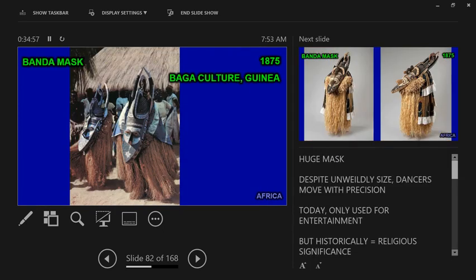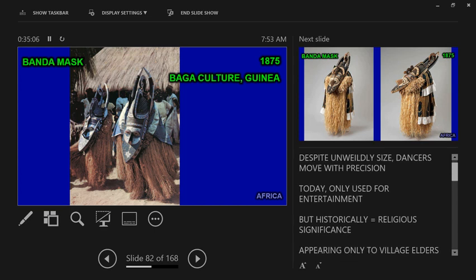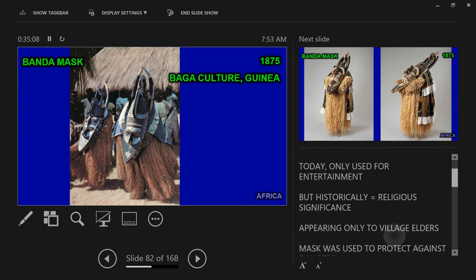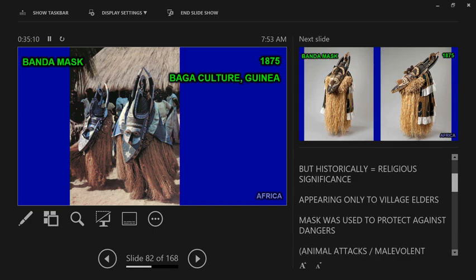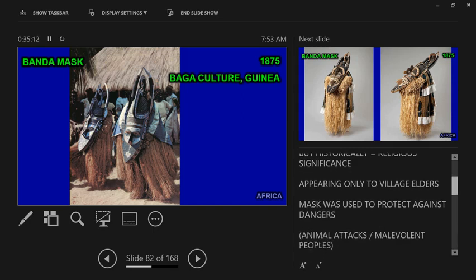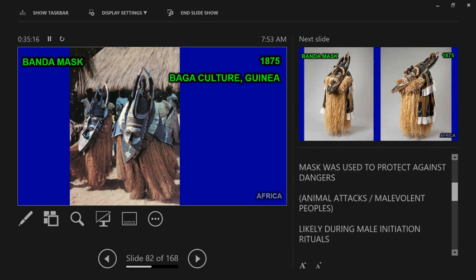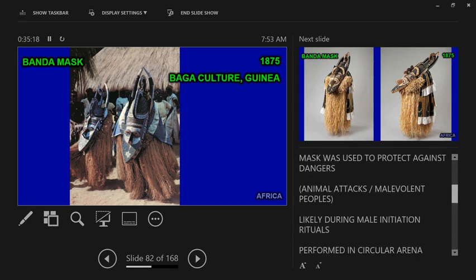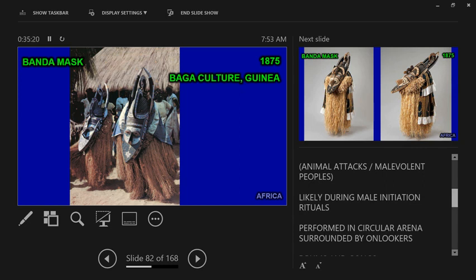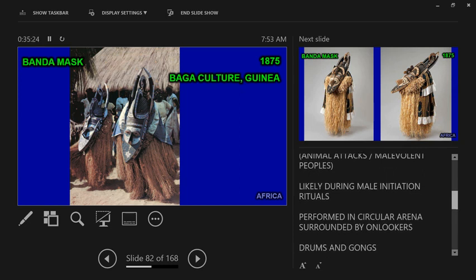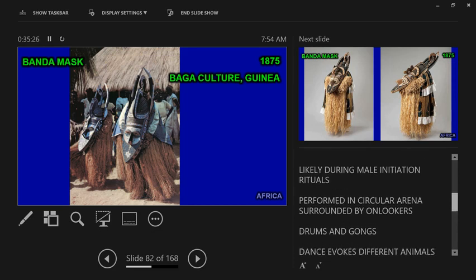This is a Banda mask. It's an absolutely huge mask. And despite its unwieldy size, dancers move with precision when they wear this. Today, it is only used for entertainment, but historically, it had a religious significance, appearing only to village elders. The mask was used to protect against dangers, which would be animal attacks or other malevolent people.